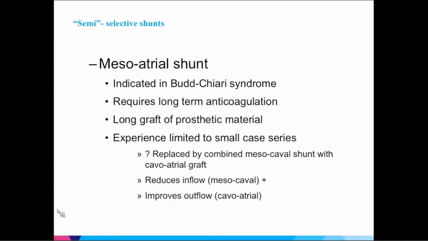So in this day and age, there's a series from Portland, Oregon, where they've used this exclusively in Budd-Chiari and compared two small series, not controlled, but they suggest that a mesoatrial shunt is mostly replaced by a combined mesocaval shunt with a cavoatrial shunt with some reasonable medium-term outcomes.